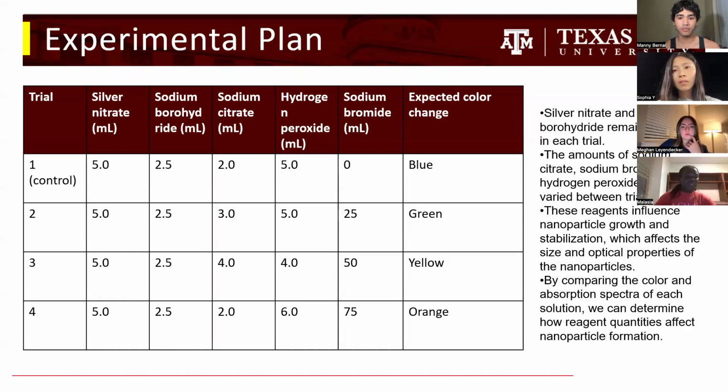Here in our table, we have the different trials we're doing, including the control trial. The silver nitrate and the sodium borohydride volume both stay consistent throughout each trial, and the hydrogen peroxide and the sodium bromide values are the ones that are going to change. And here in the last category, we have our expected color change for each trial.